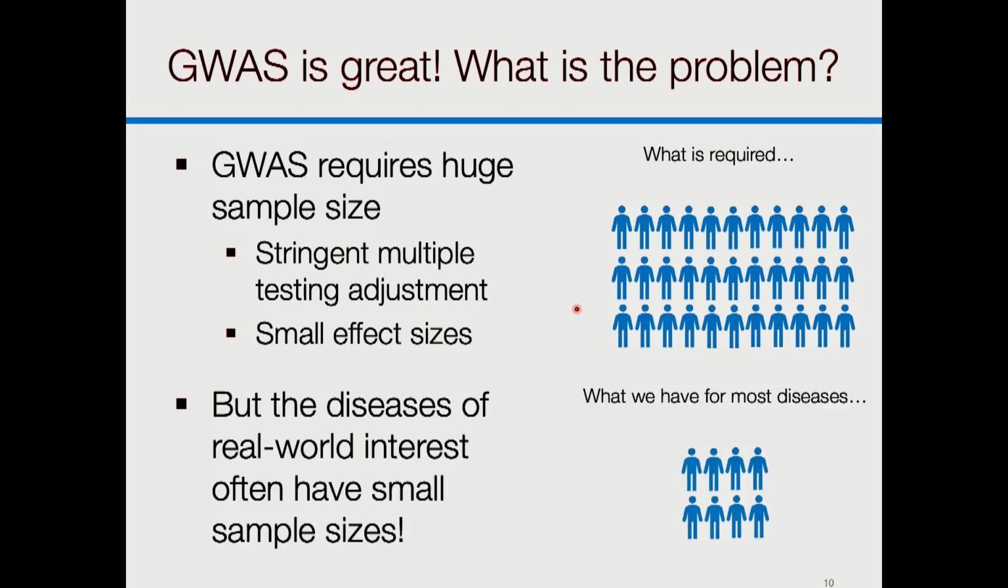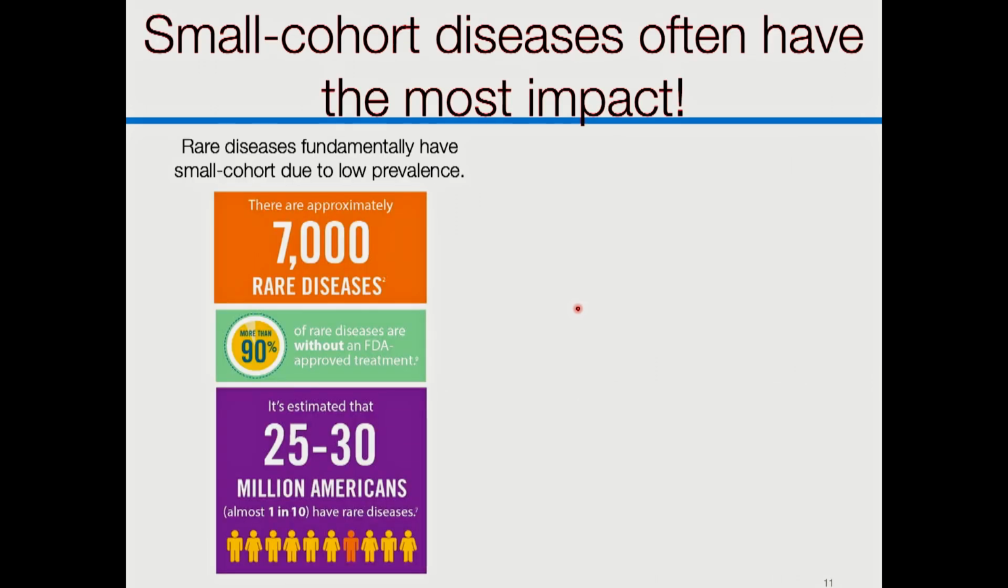But when we really want to deploy GWAS to the disease of interest, we find that the disease of interest usually has an extremely small sample size. For example, rare disease. In total, we have 7,000 rare diseases, and 90% of them have no effective treatments, and for most of them we don't know the underlying genetic mechanisms, and they collectively impact millions of patients. So applying GWAS to small cohorts, for example in rare disease, often has the most impact, but it's also what GWAS currently cannot do.